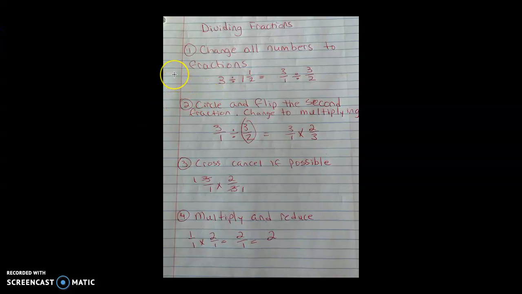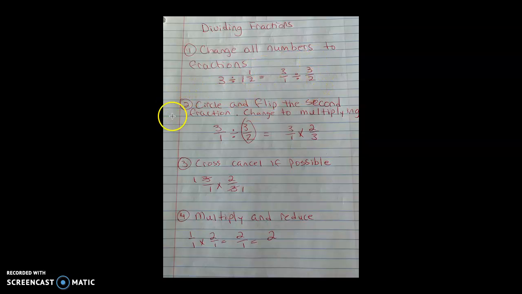Okay, so remember, step one is to change all numbers to fractions. If it's a whole number, you put it over 1. If it's a mixed number, you multiply the whole number times the denominator, then add the numerator. So 1 times 2 is 2, plus 1 is 3 over 2.